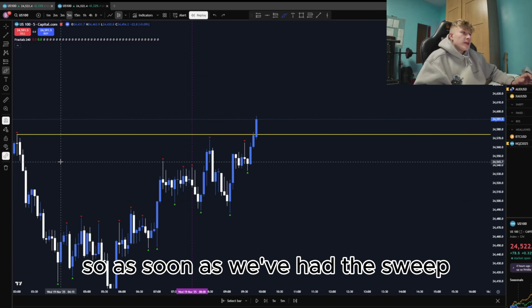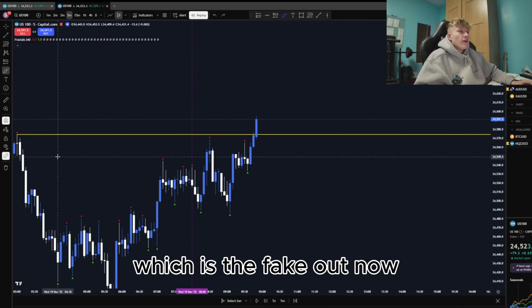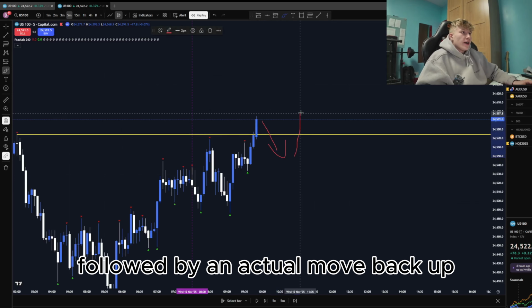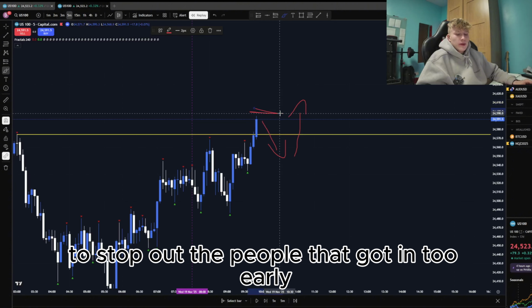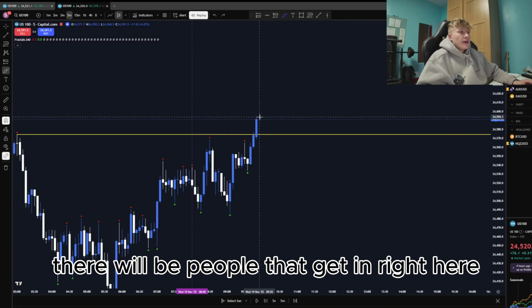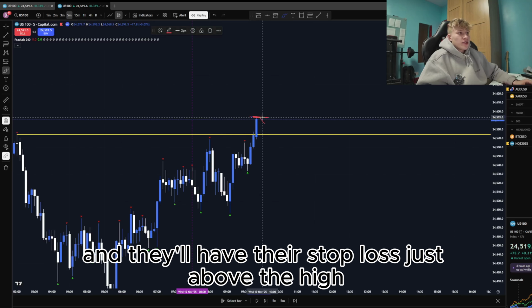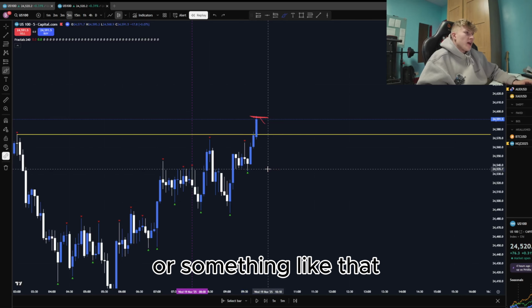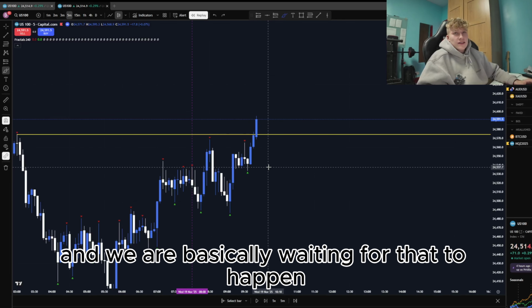So as soon as we've had the sweep, we need to wait for the next confluence, which is the fake out. Now the fake out is a fake move in the direction of our bias, followed by an actual move back up to stop out the people that got in too early. So as soon as we've had this sweep of liquidity, there will be people that get in right here and they'll have their stop loss just above the high and they'll be targeting some discretionary liquidity or something like that. And we are basically waiting for that to happen.